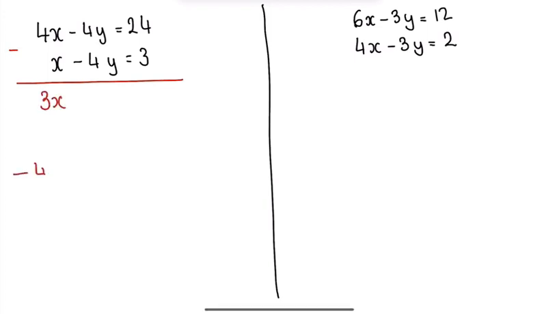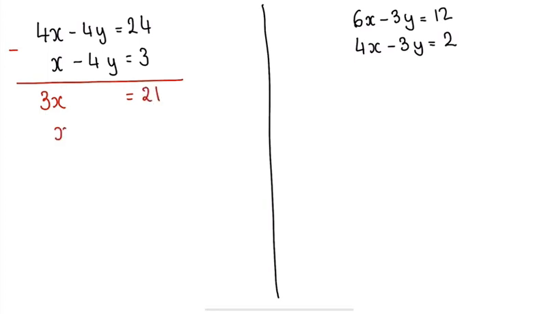Now -4y minus -4y, you will see how two negatives in the middle there make a positive. Therefore, we're doing -4y add 4y, which just leaves us with 0. So when they're both negative, they still cancel out. Then we do 24 take away 3, which is 21.